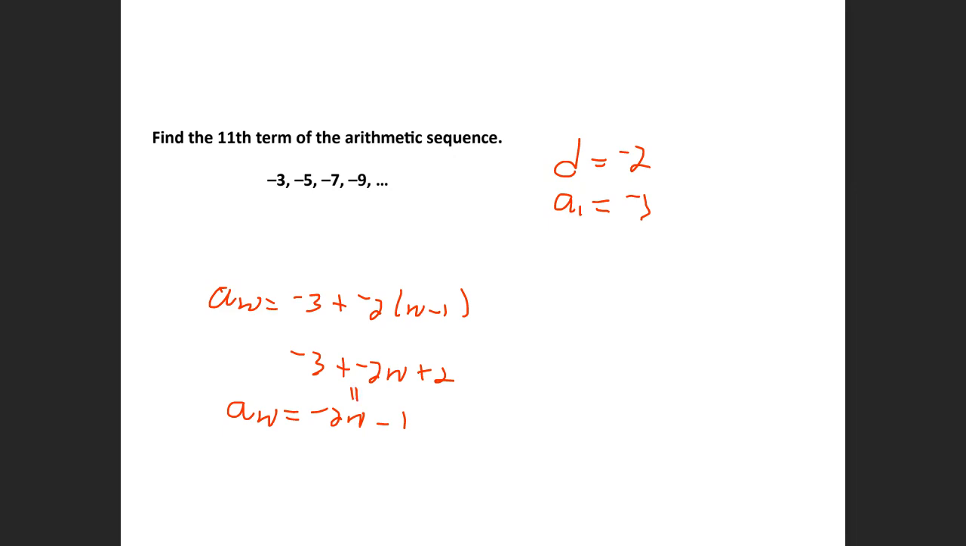If I want the 11th term, plug 11 in here. -2 times 11 is -22. Minus 1 is -23. So a sub 11 should be -23. Okay, now we could actually just keep going out. This is the first term, second term, third term, fourth term, fifth, sixth, seventh, eighth, ninth, 10th, 11th. Does work out. But we definitely want you to be able to write an explicit formula there.